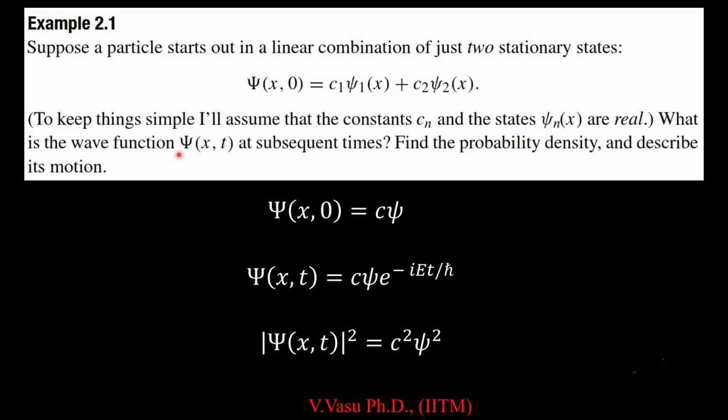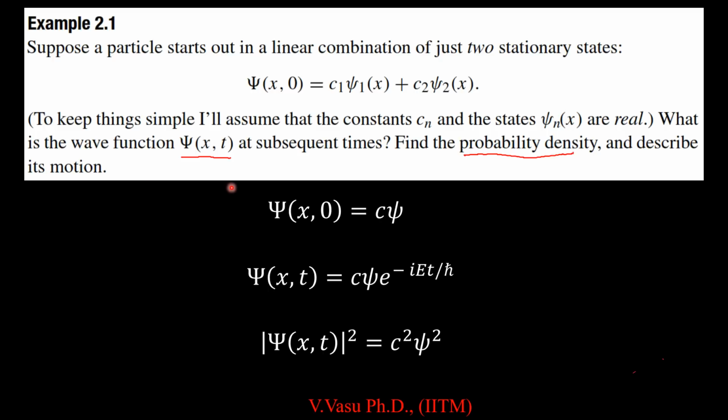What is the wave function psi(x,t) at subsequent times? Find the probability density and describe its motion. So this is the question. Here we have to find psi(x,t) and the probability density, and we have to describe its motion.